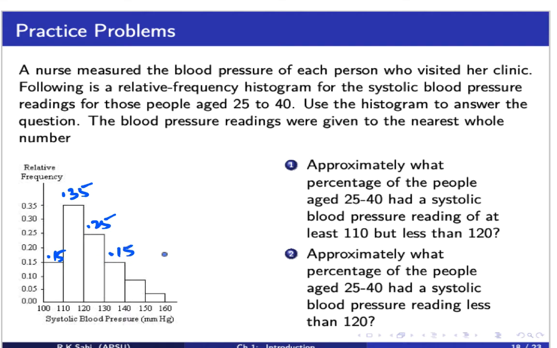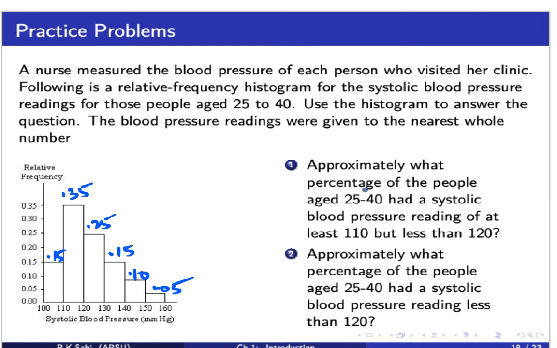Those are relative frequencies I'm writing, guys. Remember, relative frequency can be written as a fraction, as a decimal, or as a percentage. Then 140 to 150 is roughly 0.10, and 150 to 160 is 0.05.